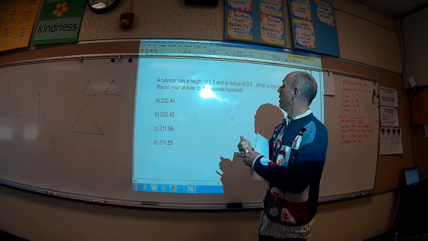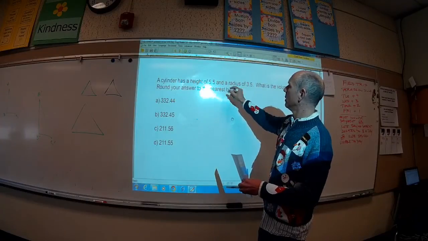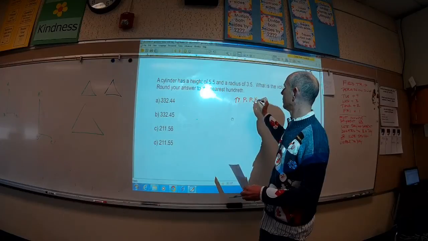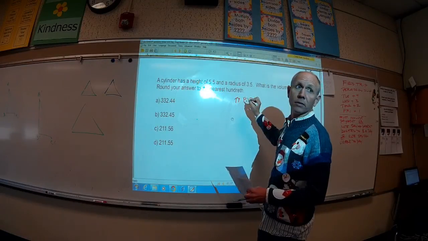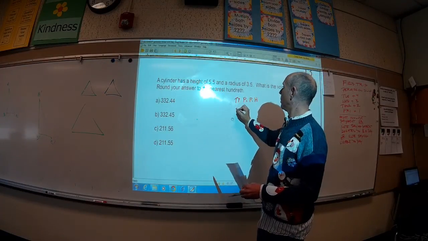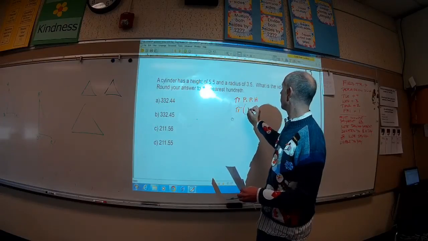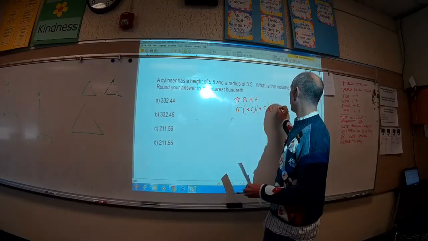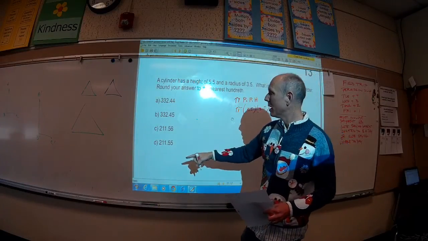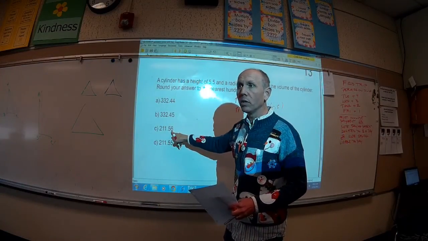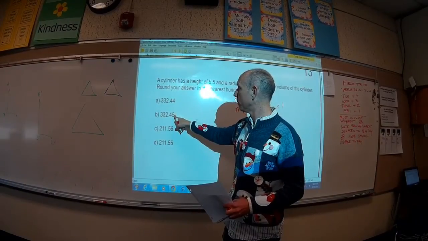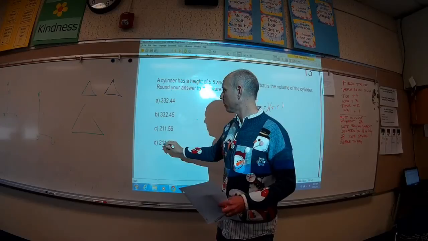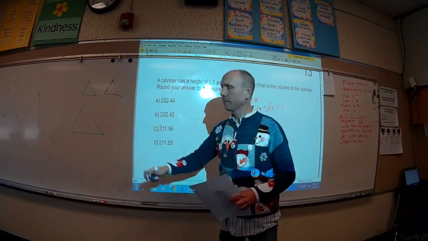Ready? It's a cylinder. Pi r squared h. Pi, radius is 3.5, 3.5, 5.5. Was there a rounding issue? It was 211.55, but there was a 7 behind it, so it became C. Okay, got it.